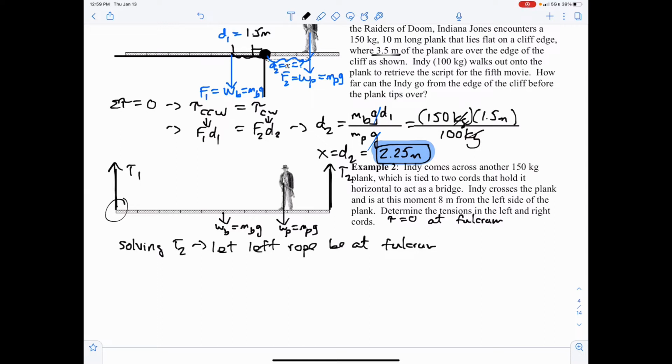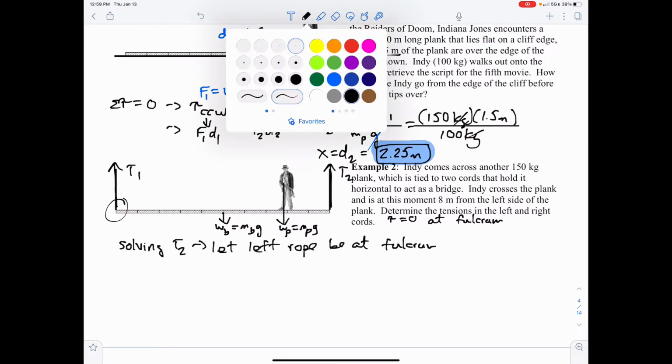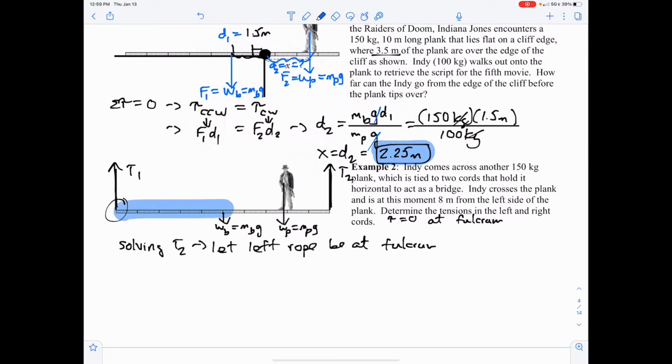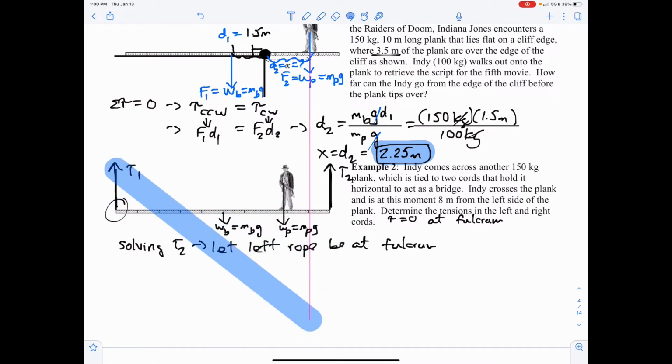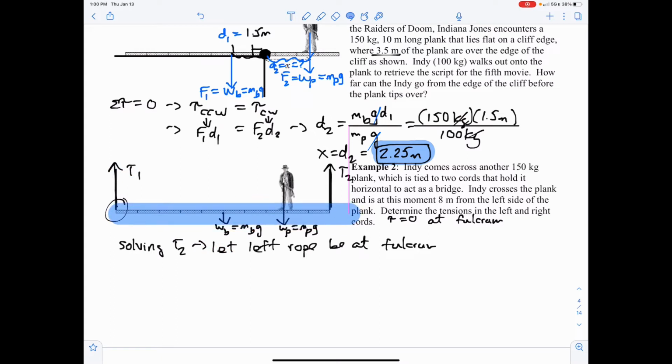So you have 3 torques going on here. Now keep in mind this would be our board that is rotating about that point there. And if you look at our board, the weight of the board would cause clockwise rotation because it's pushing down. The weight of Indy would cause clockwise rotation because, again, pushing down. But you can see tension 2, tension 2 is pulling up. That would cause counterclockwise rotation.